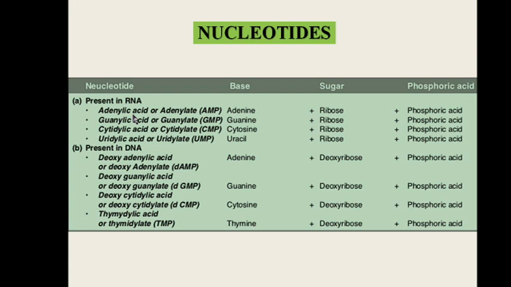Look at the nucleotides that are present in the RNA: AMP, GMP, CMP, UMP, respectively adenine, ribose and phosphoric acid or phosphate. The nucleotides that are present in the DNA include deoxyadenylic acid, that is adenine combined with the deoxyribose along with the phosphoric acid or phosphate. Similarly, we have deoxyguanylic acid, deoxycytidylic acid and thymidylate. So this is, in brief, about the various basic concepts of the nucleotide metabolism.